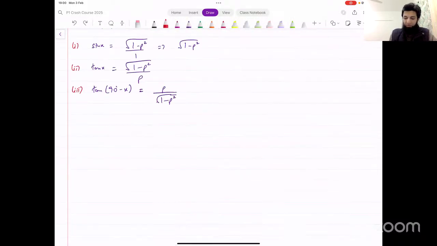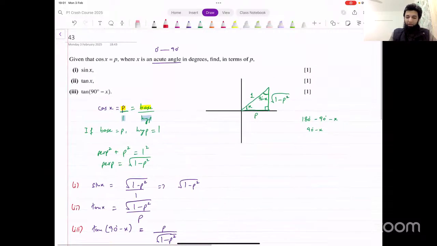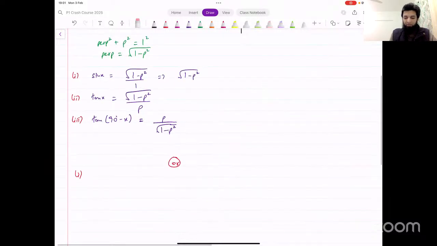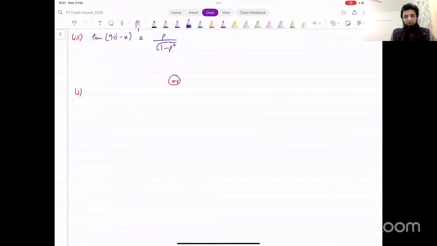Another way to approach this could be using identities. Now, how would that work? Let's look at the first part. Cos of x equals p, and it's in the first quadrant. It's from 0 to 90. One way to approach this could be using identities as well. You're given that cos of x is p. What you have to find out is sine x.